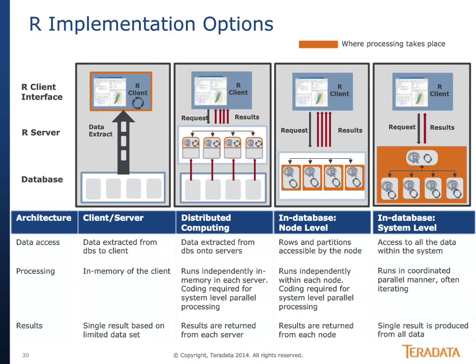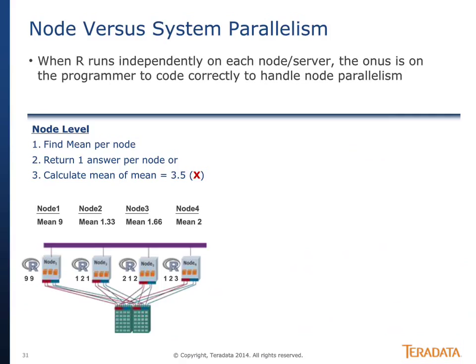Let's just do a really easy example of node versus system. Let's say you wanted to do an overall average and you had, for example, sales. Here's a very easy example. There are four nodes that have a very small amount of data. If you submit in a node-level fashion, give me the mean, what will actually happen is each of those nodes will independently compute their mean, and you'll get four means back. If you remember from Stat 101, however, you can't take a mean of means and get the right answer.